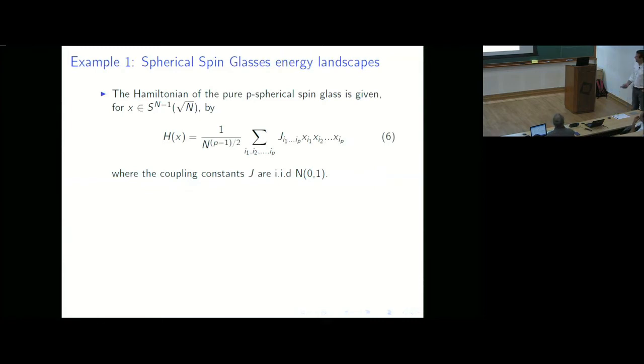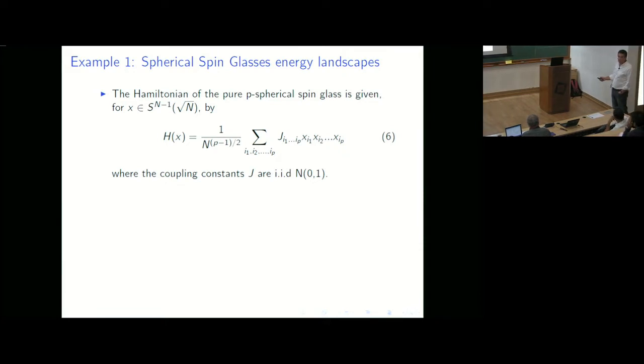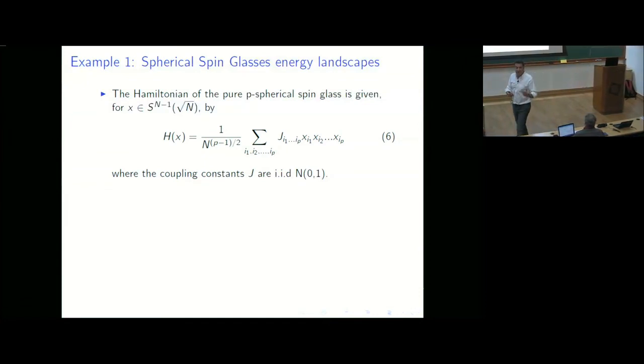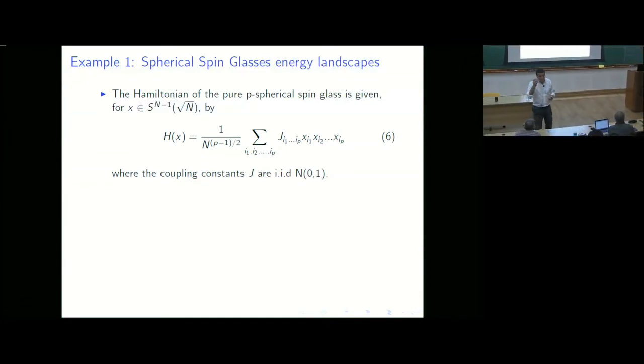Example 1. What is a spherical spin glass? The Hamiltonian of, let's say, a pure p-spherical spin glass is defined on the sphere, which in physics is always of radius square root n. For math, it's always radius 1, but we can switch. It's the sum over i1 to ip of J_{i1...ip} x_{i1} x_{i2} ... x_{ip}, where the coupling constants are i.i.d. N(0,1), normalized properly. That's the Hamiltonian, and this is a simple, well understood spin glass model. In physics, you compute the Gibbs measure, exponential of minus beta H, and you try to understand it using the cavity method or the replica method.